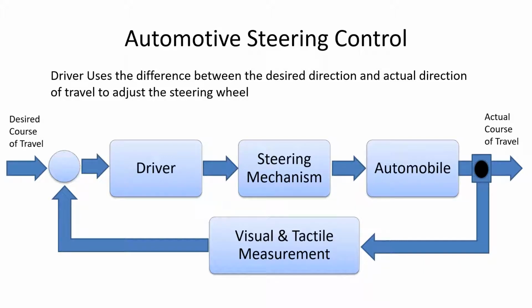Here it is a manual control. In the case of fully automated systems, in place of the human visual analysis there will be some form of sensors, and in place of the human there will be some intelligent controllers. It takes decisions based on the error, the difference between the desired and the actual course of travel, and it accelerates or decelerates depending on the requirement.